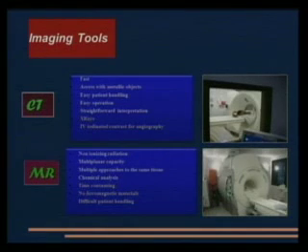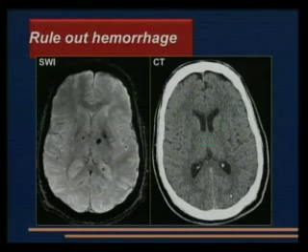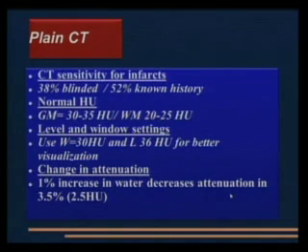Okay, you know, CT and MR. Generally, the CT is used as the first tool to rule out hemorrhage. So we know that this is not really true, because this is the same patient, and you see that this patient has all these hemorrhages, and the CT does not show them. CT sensitivity for infarcts, if blinded, is 38%. If you know the history and you are looking for an infarct, 52%.